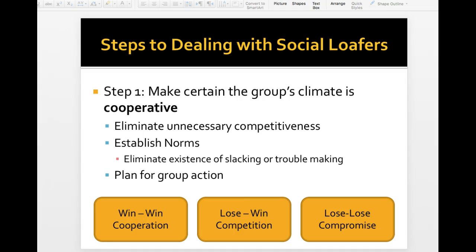We'll talk a little bit more about win-win, lose-win, and lose-lose compromises when we get to conflict in this unit towards the end, but that can definitely play a part in making sure your climate is cooperative so everybody's winning.